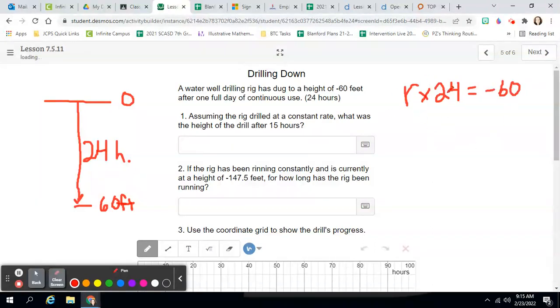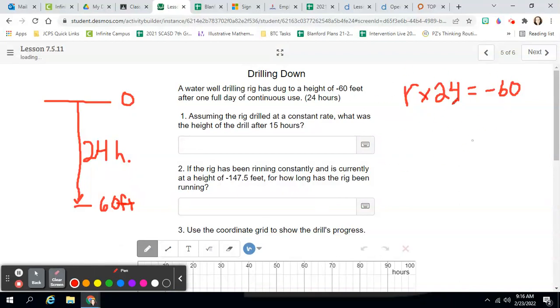Right? So our question then is, what if we do that rate times 15? What's the amount that we're going to do, right? 15 hours. So we have to find that rate first. And I know that all I have to do for that is to go ahead and divide, right? So we'll find that rate.